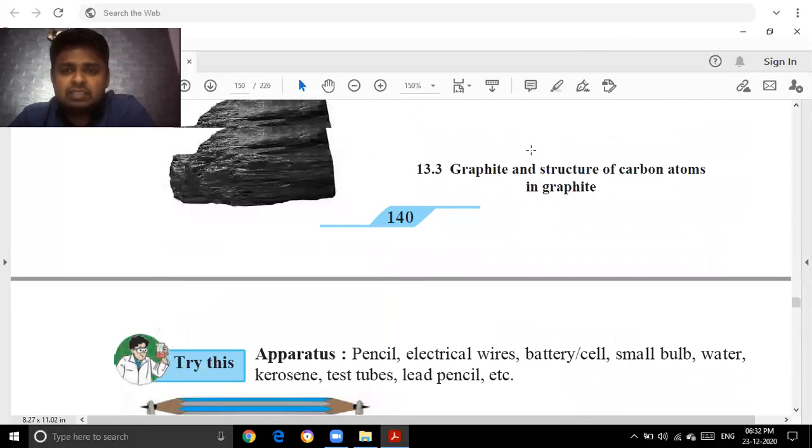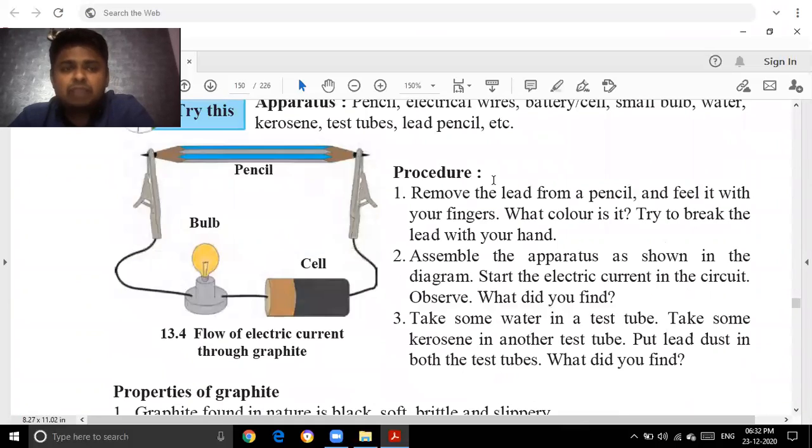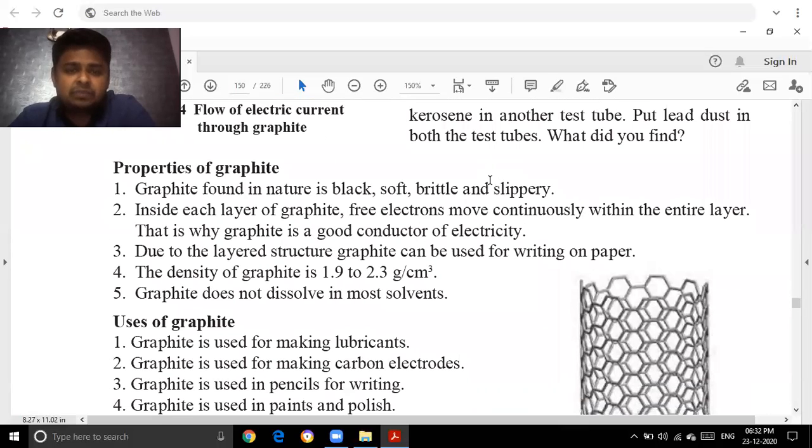You can see the structure. Only 3 bonds are formed by every carbon. So 1 electron is free, and that is moving in the layers, and it can carry the electric current. So it is a good conductor of electricity. Due to its layered structure, it is used for writing on paper. Density is 1.9 to 2.3. Graphite does not dissolve in most solvents.